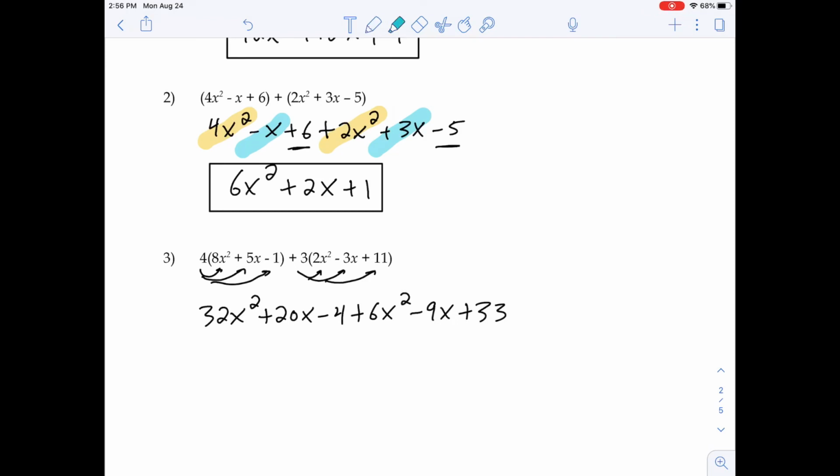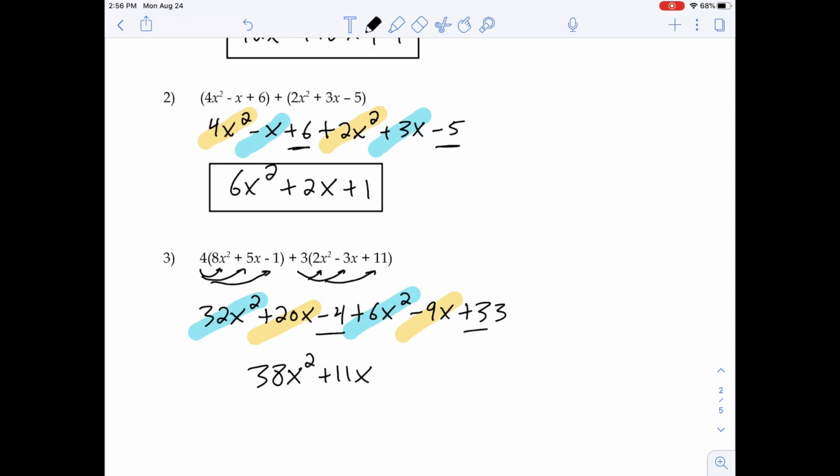So now I'm ready to look at like terms. So I have a 32x squared and a 6x squared. So 32x squared plus 6x squared is 38x squared. And then I have the next set of terms. So I got 20x and minus 9x. So 20x minus 9x is 11x.